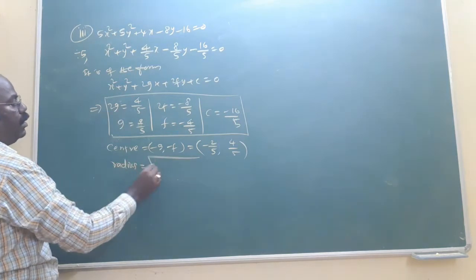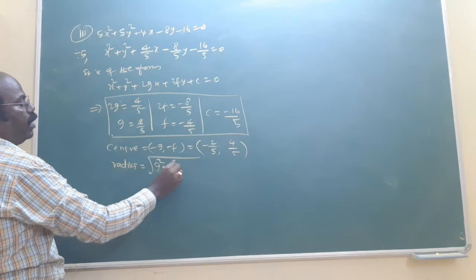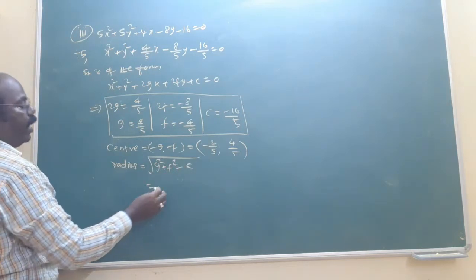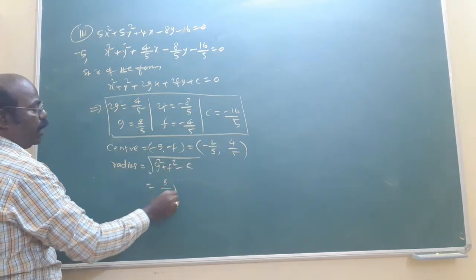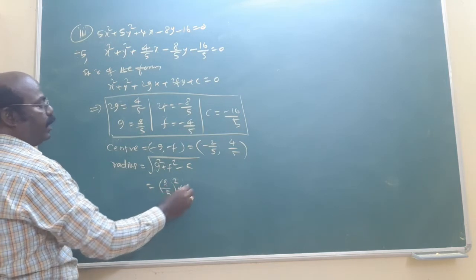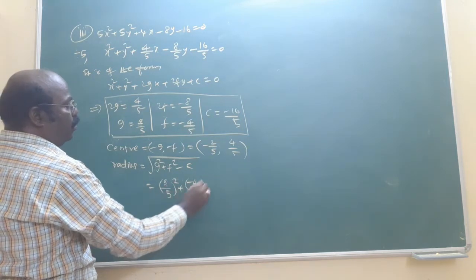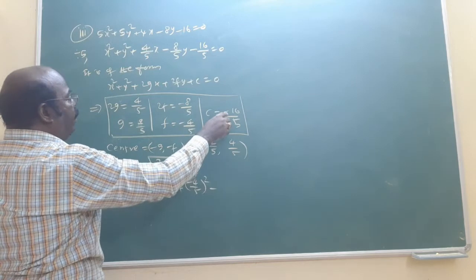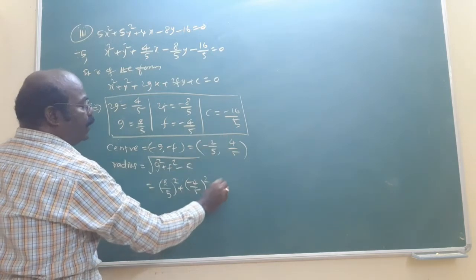What is the formula? Square root of g square plus f square minus c. g square, 2 by 5 whole square. Next, minus 4 by 5 whole square, minus c, already minus 16 by 5, c value, so plus 16 by 5. Am I right?